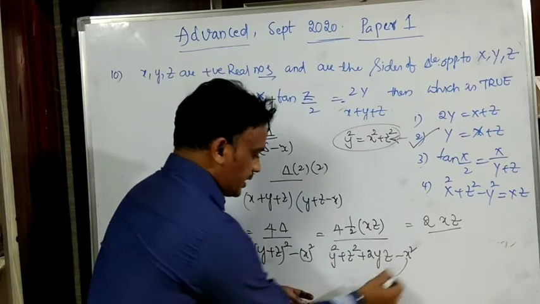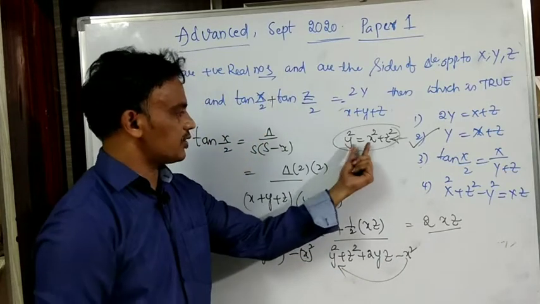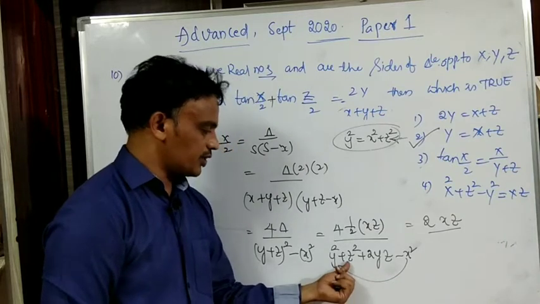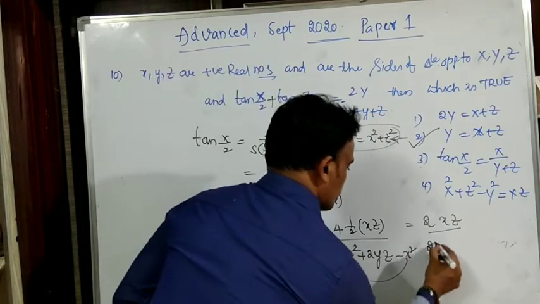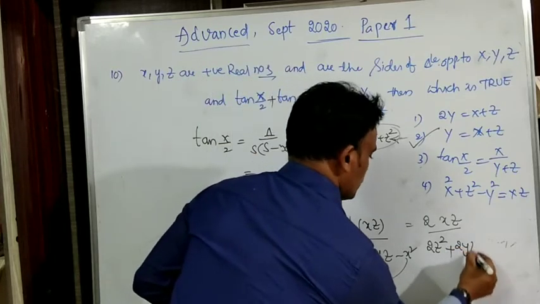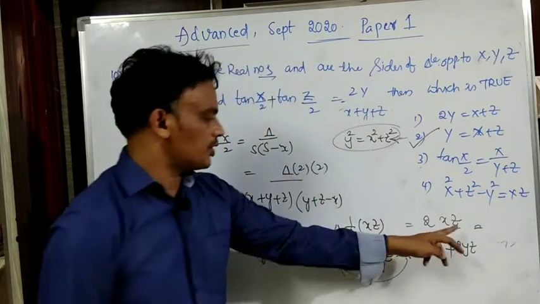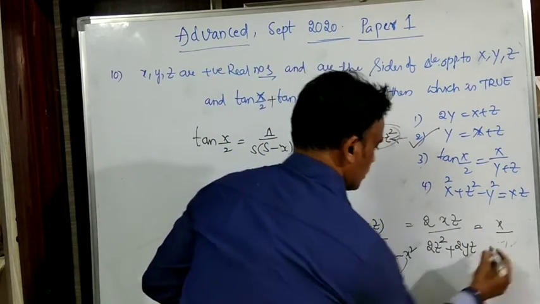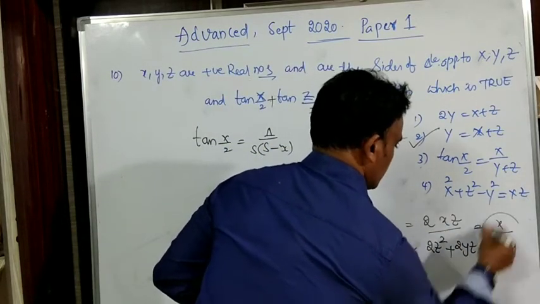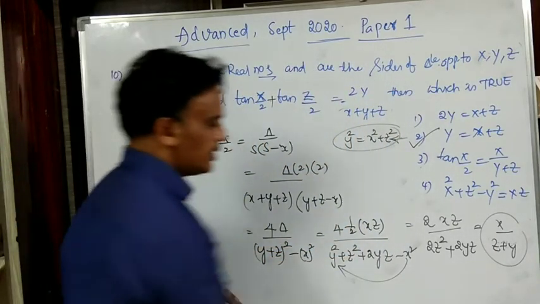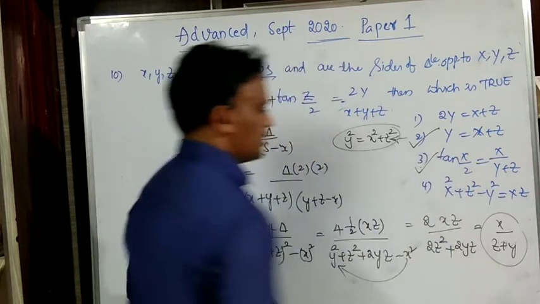y square minus x square is z square. Yes, this value is z square, and one more z square, which is 2z square, plus 2yz. So from this, cancel that 2z term, which gives x by z plus y, whose value is tan of x by 2. Yes, that is your third option.